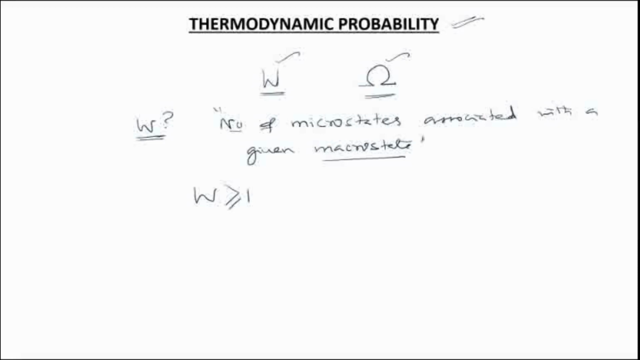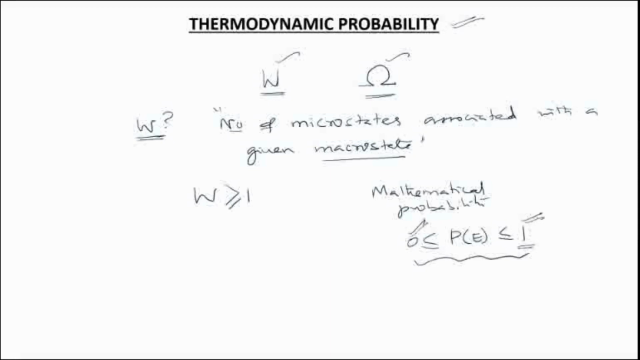Listen, you might have learned about probability in mathematics, called mathematical probability. Mathematical probability is different. You know very well, mathematical probability for a particular event will be between 0 and 1. The lowest possible value is 0, the highest possible value is 1, and probability can be anywhere in between. But remember, don't confuse mathematical probability and thermodynamic probability in our statistical thermodynamics. Don't confuse these two.